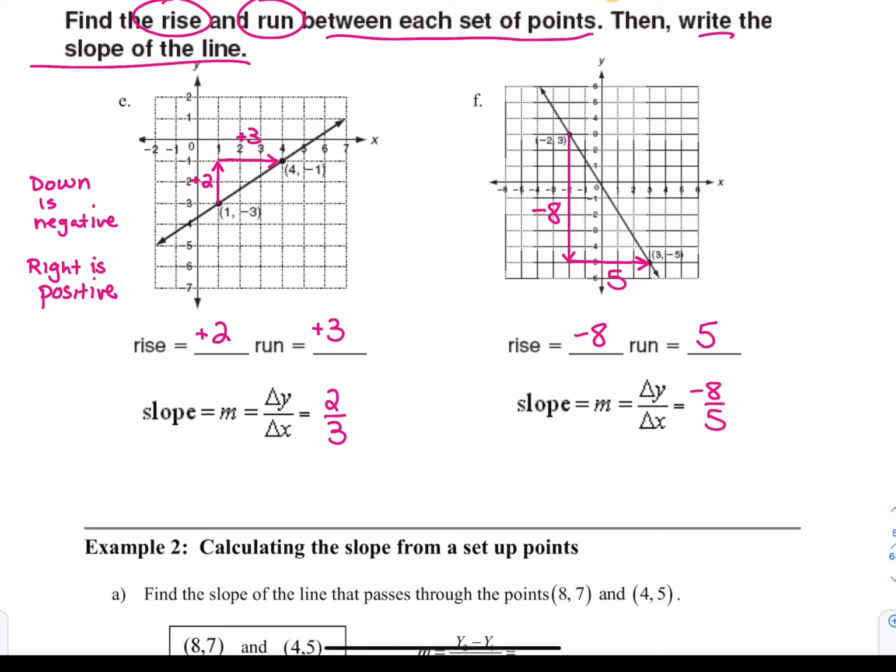So when you're traveling along from one point to another on the line, down is negative, right is positive, up is positive, left is negative.